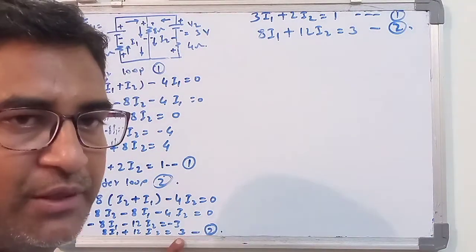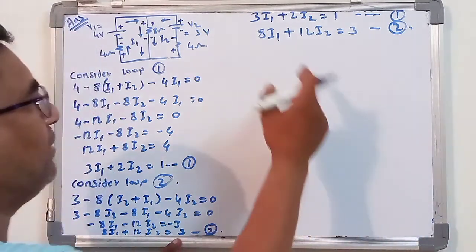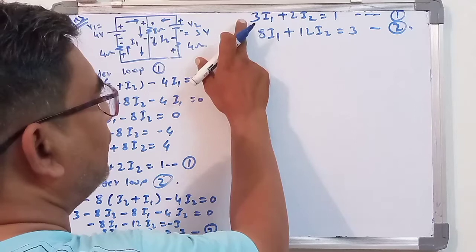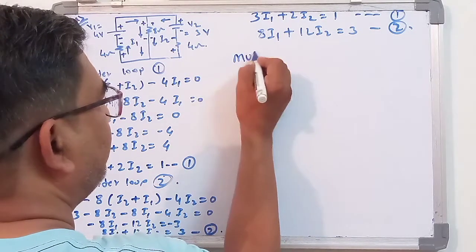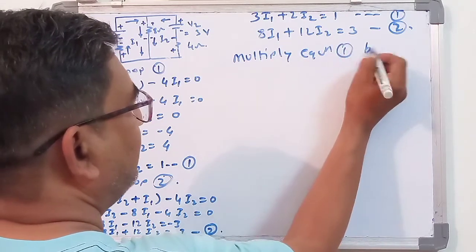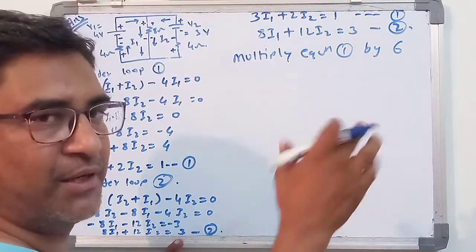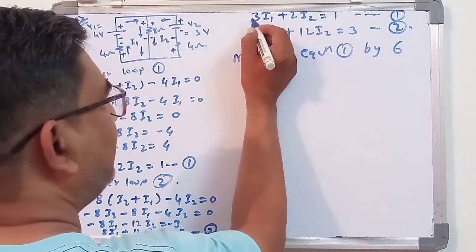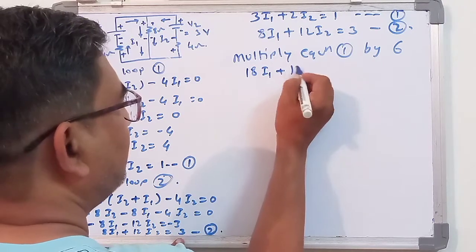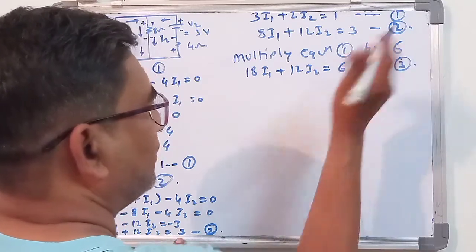Now for solving the algebraic equations, the coefficient of one current should be equal. So for getting equal, observe which value should get cut. So here multiply equation number 1 by 6, so that one value will get cut and you will get the other value. If you multiply this with 6, you will get 18 I1 plus 12 I2 is equal to 6. Consider this equation number 3.